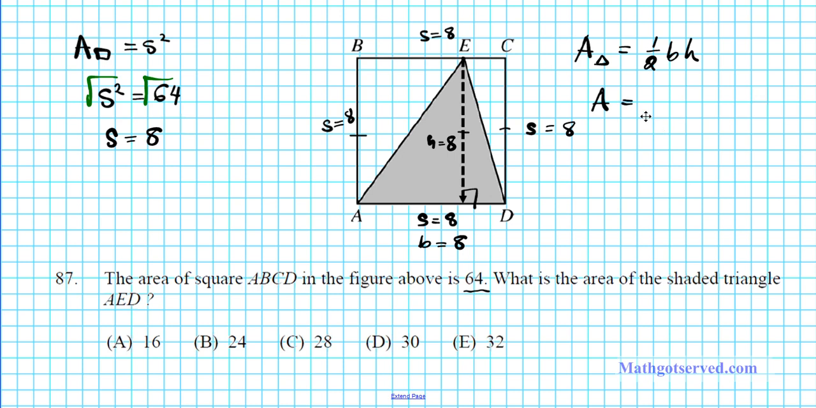So the area is going to be 1/2 base, which is 8, times the height, which is 8 also. All right, so if you do the calculations, you have 8 times 8 is 64. Remember, when you multiply fractions, you multiply across, okay? So we have 64 on top, 8 times 1. At the bottom, 2 times 1 times 1 is 2. 64 over 2 is 32. Okay? So our final answer is option letter E.